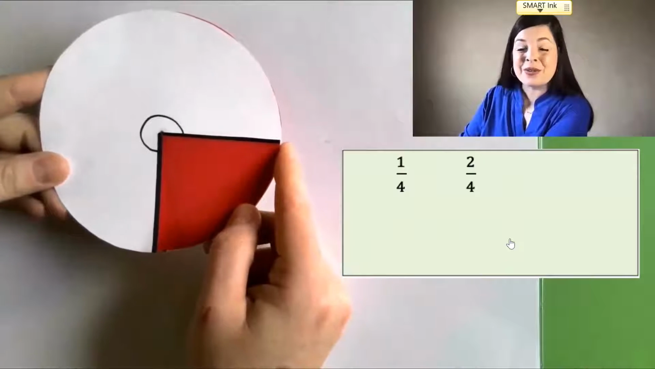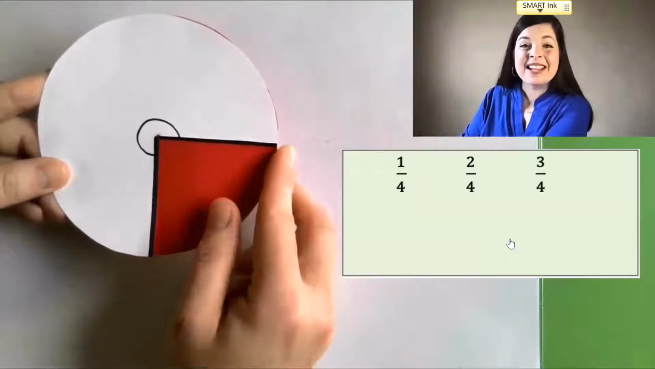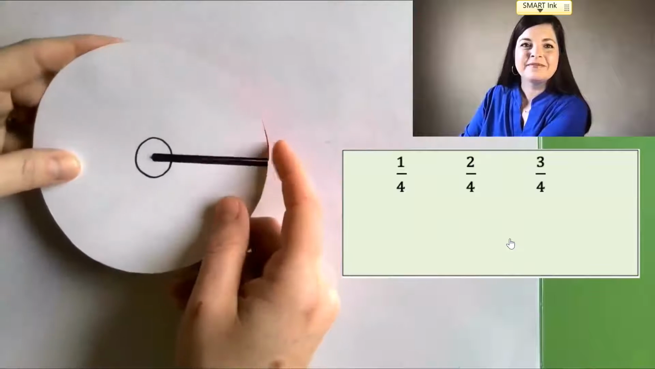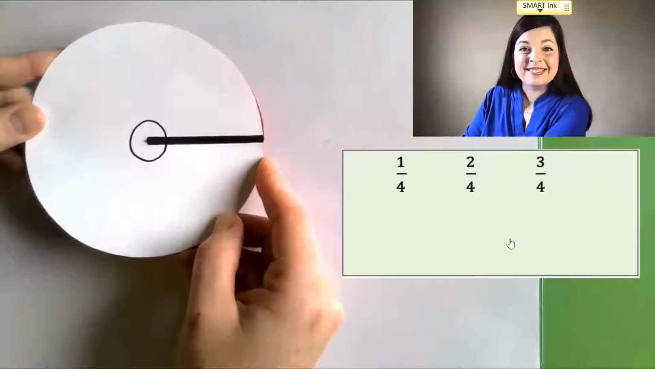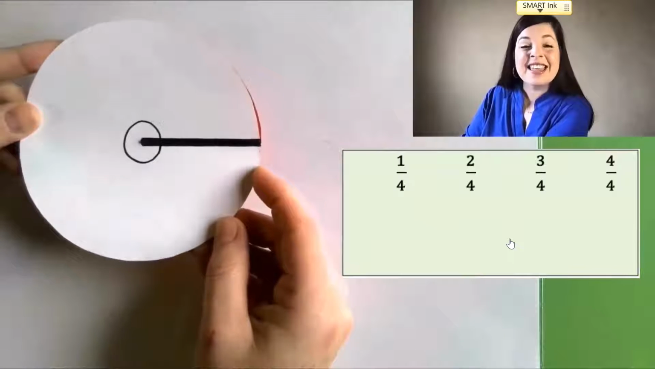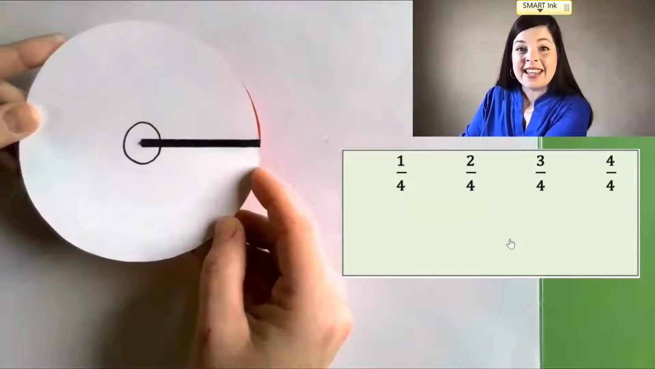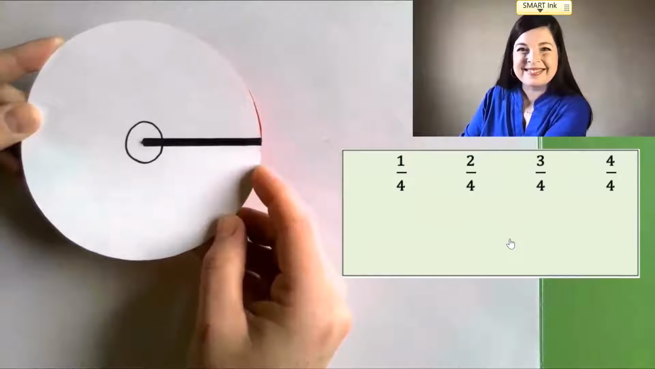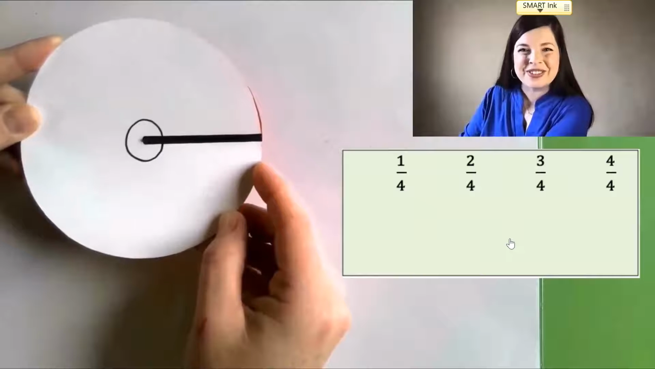What fraction of the circular region is white now? 3/4 is white. And let's make another quarter turn to the left. What fraction of the circular region is white now? It's all white, huh? 4/4 of the circular region is white. That made one full turn. How many fourth turns did it take to make one full turn or one full circle? It took 4 fourth turns to make one full turn or one full circle. Way to go.